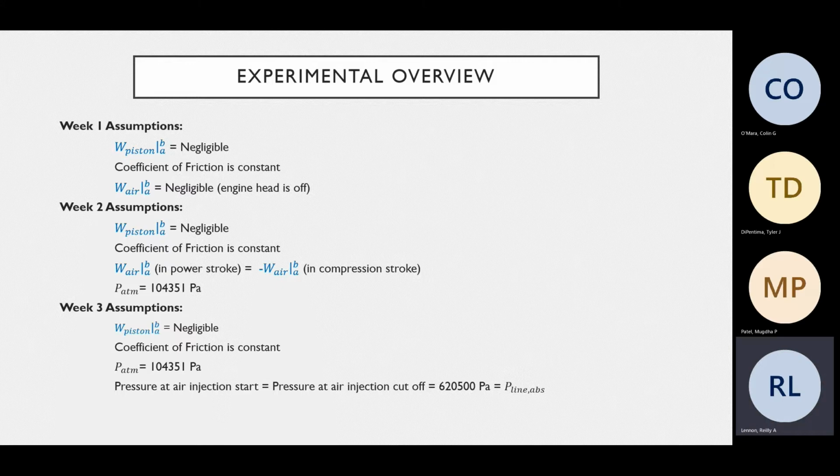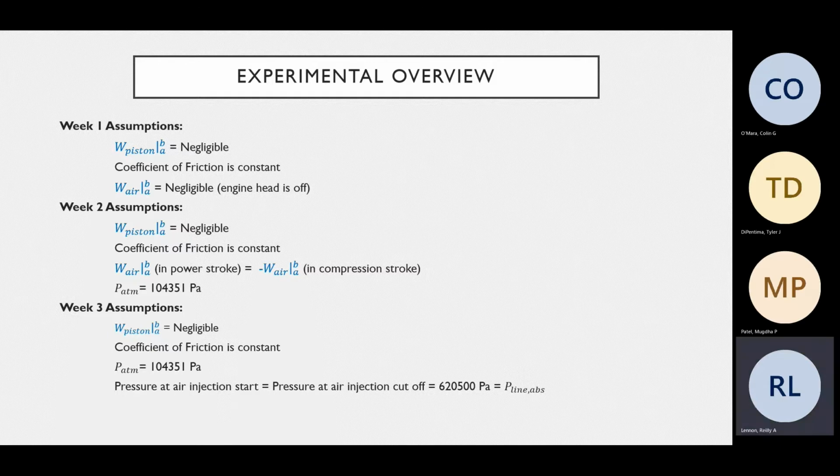On week 1, we're going to assume that the work from the piston is negligible and the coefficient of friction is constant. We actually made both of those assumptions for all 3 weeks, as you can see. Also in week 1, we're going to assume that work from air is negligible. That is because the engine head is off.